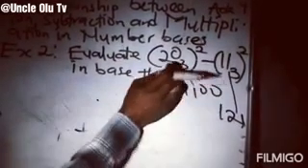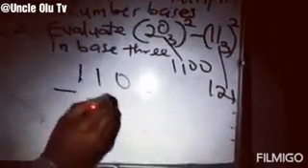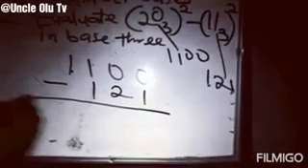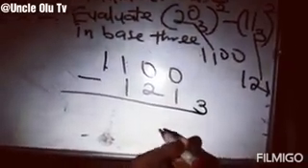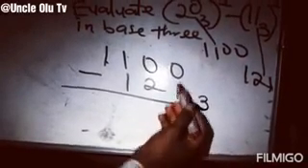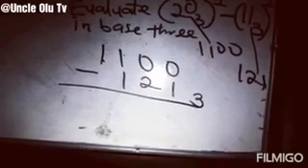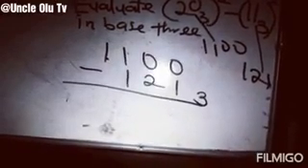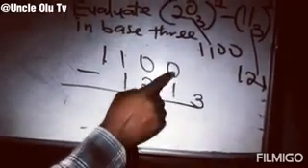Do not forget, we are told to subtract. Subtract 1, 1, 0, 0 minus 1, 2, 1, all in base 3. I told you that when we are subtracting, we cannot take away 1 from 0. It's not possible. So in number base, what do we do? We are going to use the base. We carry the base, you add it to this one. So this one has turned to 3.